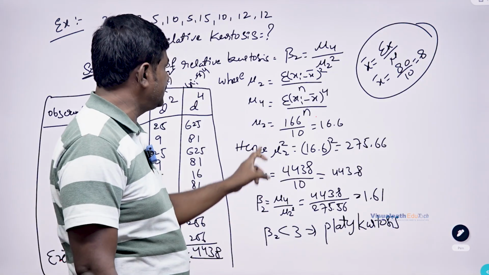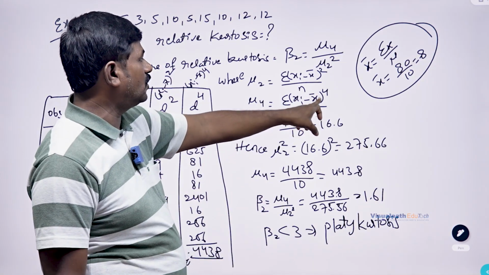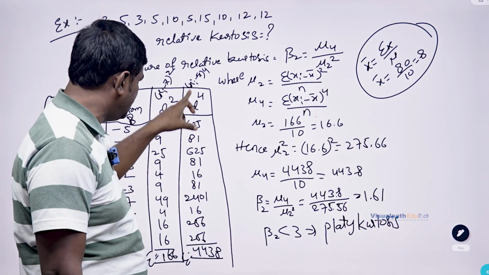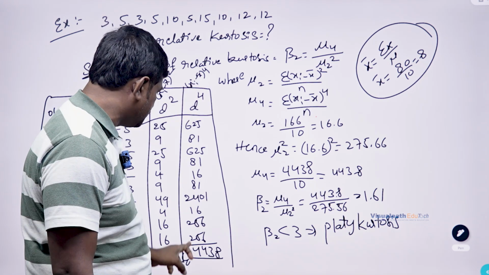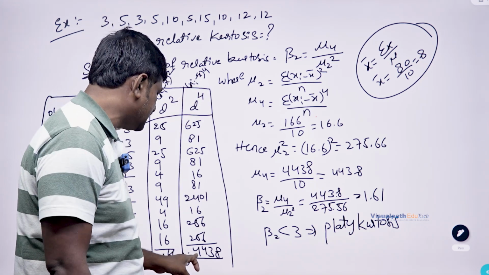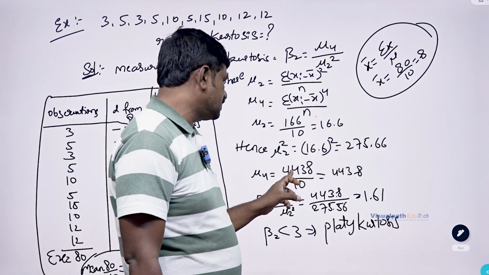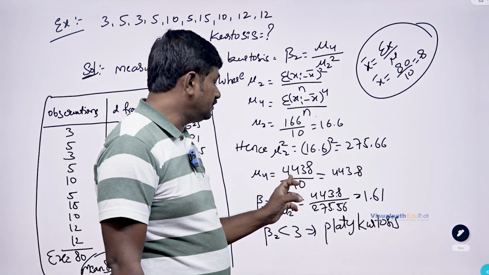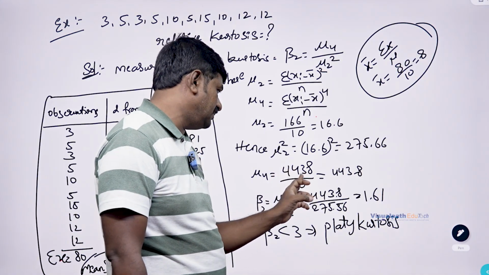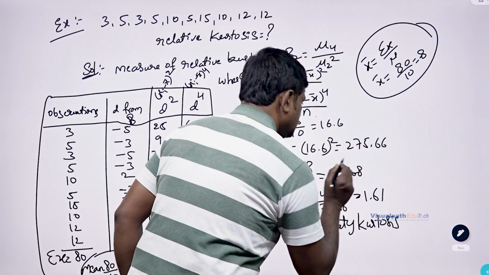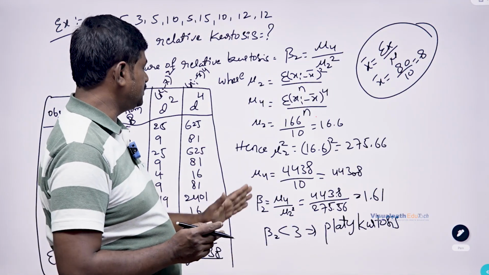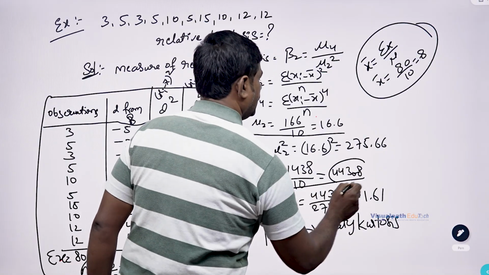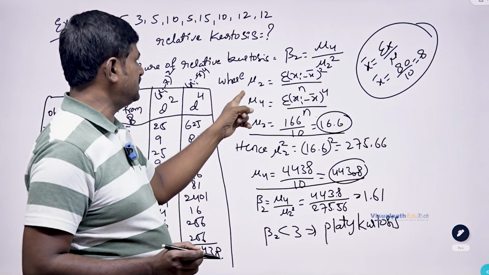Then similarly, mu4 is equal to sigma xi minus x bar whole to the power 4 by n. We already calculated the sigma of xi minus x bar whole to the power 4, that is 4438. So mu4 is equal to 4438 by n, where n is equal to 10. Then 4438 by 10 is 443.8. That is mu4. Then we substitute these mu4 and mu2 values in the equation of beta 2.